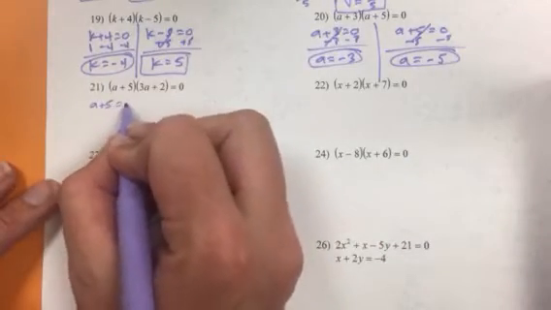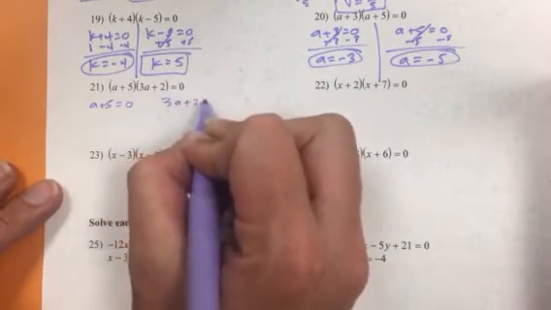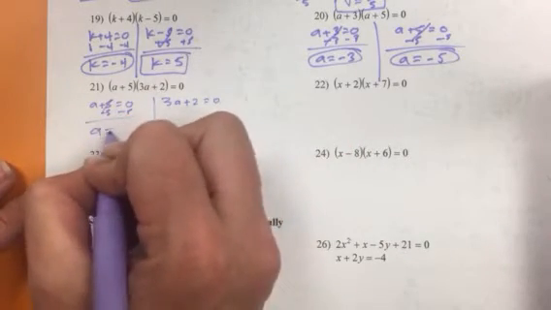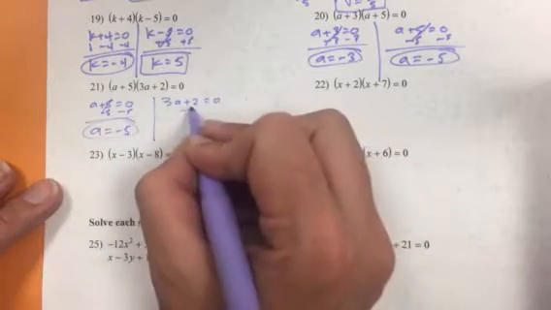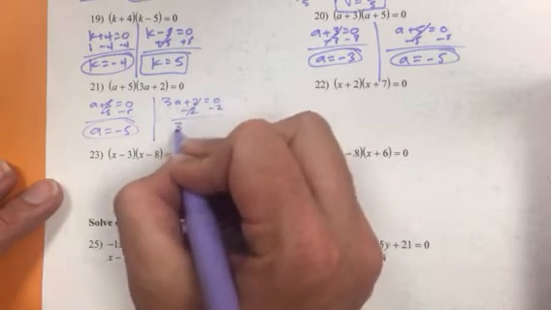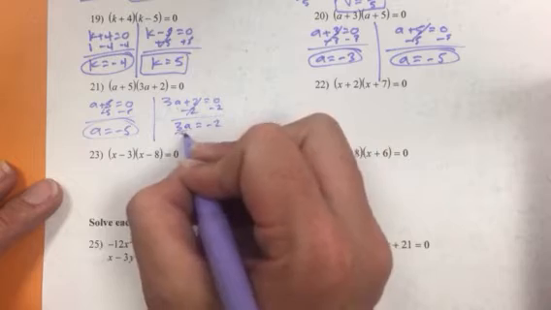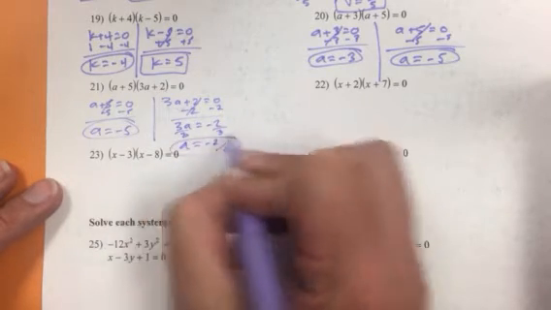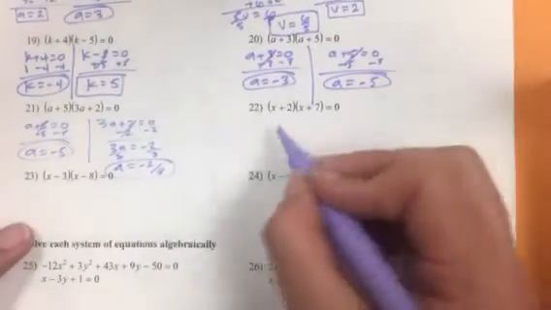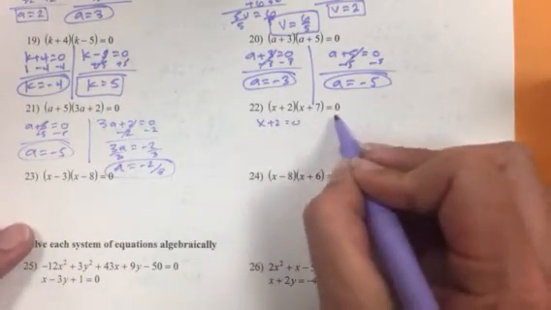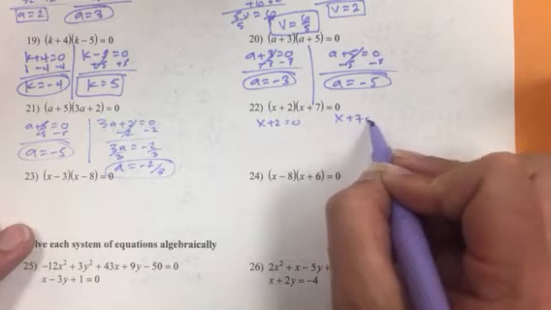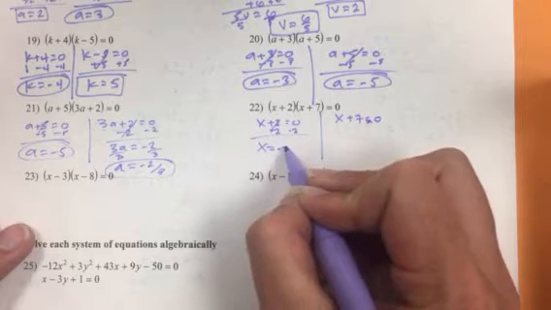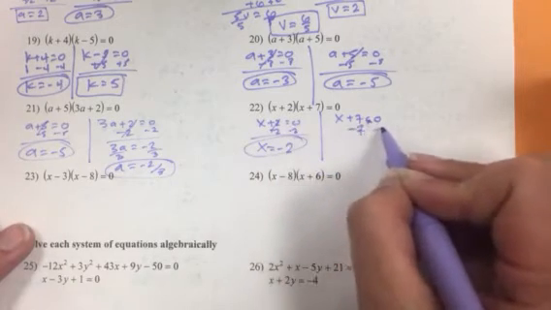A plus 5 equals 0. 3a plus 2 equals 0. Minus 5, a equals negative 5. Minus 2, then divide by 3, a equals negative 2 over 3. X plus 2 equals 0, x plus 7 equals 0, minus the 2, minus the 7.